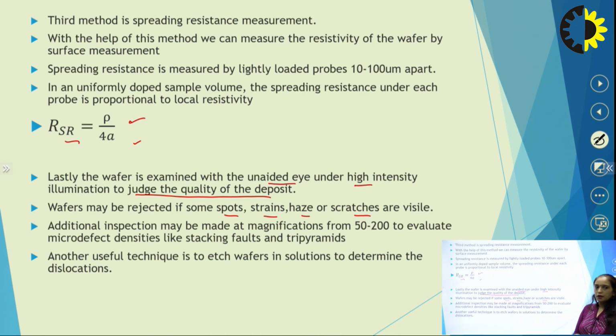In addition to that, inspection can be made at magnification from 50 to 200 to evaluate the microscopic defect densities like stacking faults and tri-pyramids. Another useful technique is to etch the wafer in a solution to determine the dislocations. Okay. So these are the techniques we can use to evaluate the quality of the epitaxial layer.